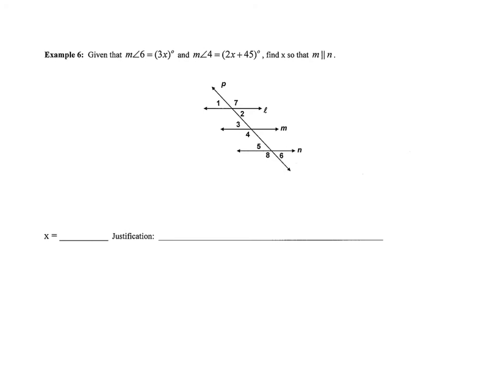Last example says that if angle 6 is 3x and the measure of angle 4 is 2x plus 45, find x so that the lines are parallel. So that means that this is going to be a converse, meaning that the end will be parallel lines. So if the end is parallel lines, that means that we're dealing with the converse of one of the problems. So let's go ahead and get rid of line L and just work with M and N.